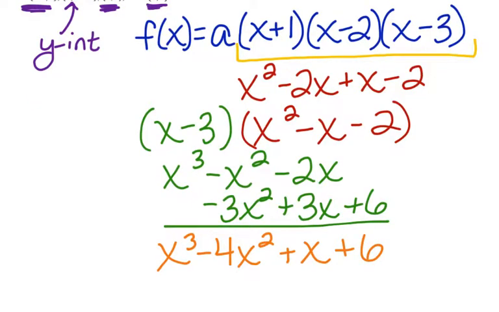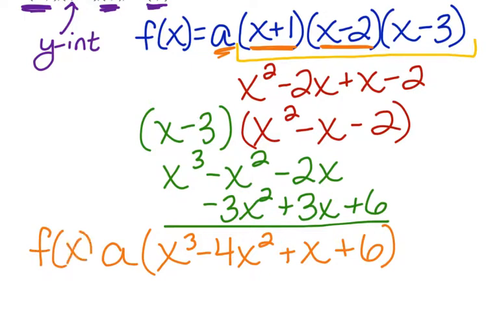Here's what you should have gotten when you multiplied those 3 factors together, just so you can see what I did based on the colors. In red, I took the x plus 1 and the x minus 2, multiplied those together. Then in the green, I took the x minus 3, distributed that all in, and then in the orange, there is what you should have gotten when you combined the like terms. So what we need to do now is, I'm first going to put that in parentheses with that a value in front, and then f of x equals.